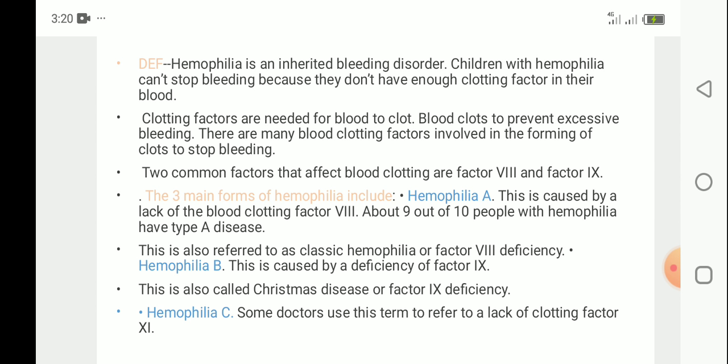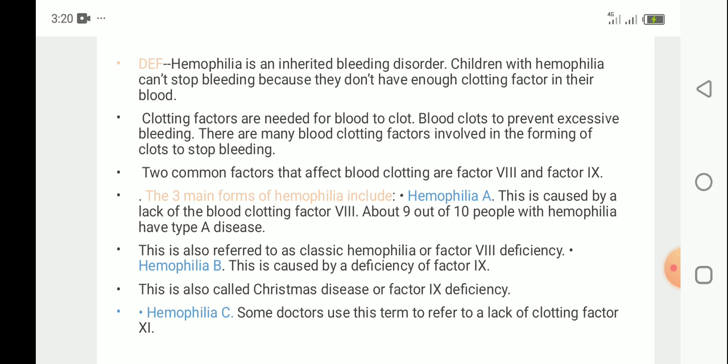Coming to the definition, hemophilia is an inherited bleeding disorder, and usually it is seen in children. They cannot stop bleeding because they don't have enough clotting factor in the blood, and clotting factors are needed for blood to clot. Clotting factor is very essential for the blood to clot and prevent excessive bleeding. Many blood clotting factors are involved in forming clots to stop the bleeding. The two common factors that are affected are factor 8 and factor 9.